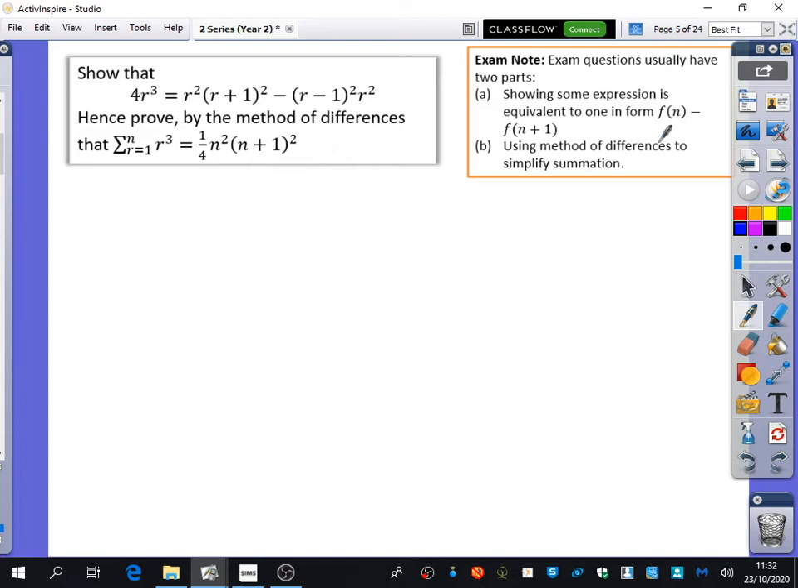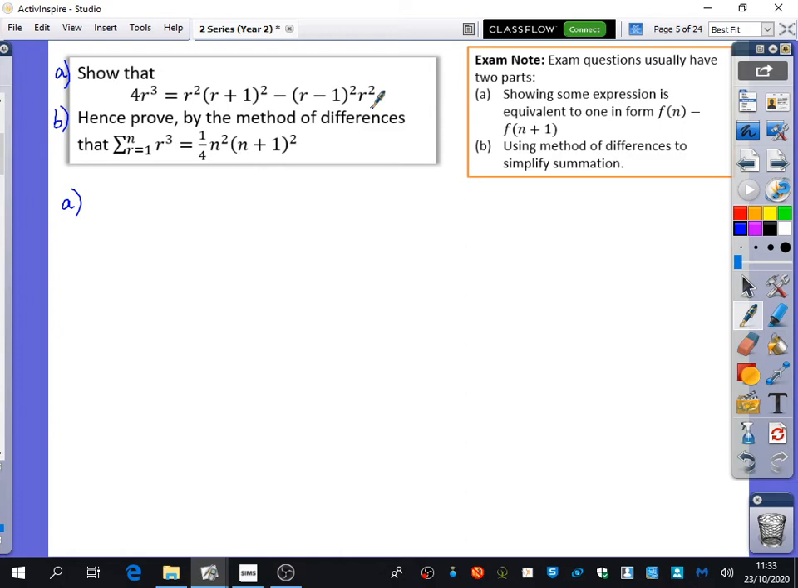And I've said here for the exam note that exam questions usually will have two parts here. The first part will usually show that some expression is equivalent to one of the form of f of n minus f of n plus 1, because that's what we just talked about on the previous page. And then the second part is actually to use the method of differences to simplify the summation that we've got there. So I'm going to start off, if I call this beginning part A and then this second part here B, I'm going to start off by trying to show that this thing is true.